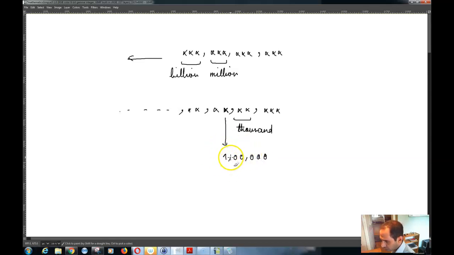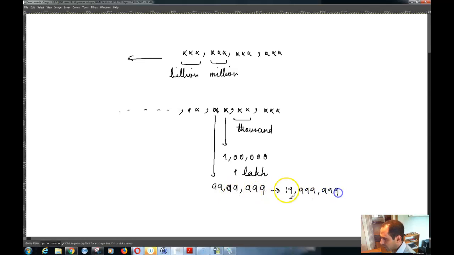But as soon as you get over here, which becomes, for example, 1,00,000, this is 100,000, which is called 1 lakh. And you can go all the way up to 99 lakhs here, which is basically 99,99,999, which is another way of writing 9,999,999.